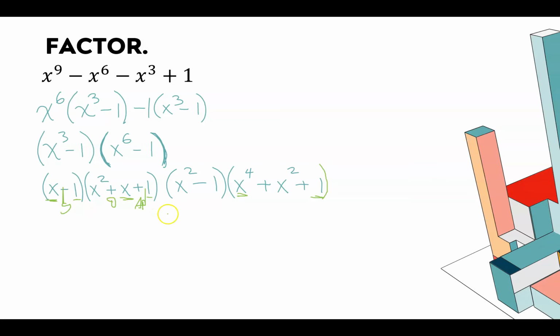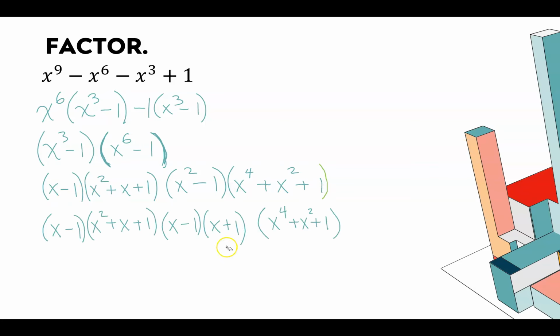SOAP: same, opposite, always positive. Super ugly. Hopefully you can see. Let's get rid of that. That x squared minus 1 can be further factored into x minus 1 and x plus 1.